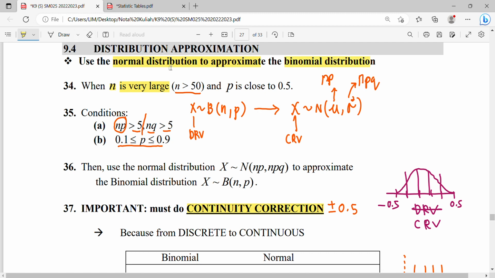So in your syllabus, you just learn one approximation, which is how you change binomial to normal. But actually in real life, how you change binomial to Poisson, it occurs. How Poisson changes to normal occurs. So dia ada lagi banyak approximation. But your level, we focus on one of them. How to change binomial to normal. Boleh?